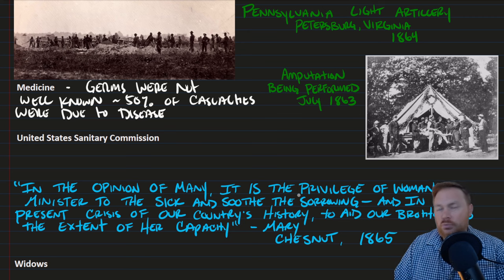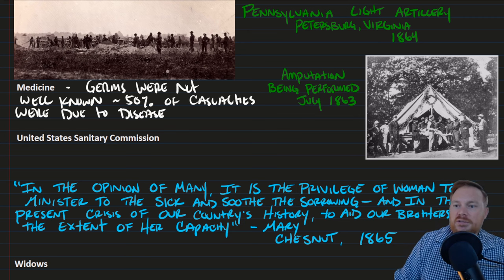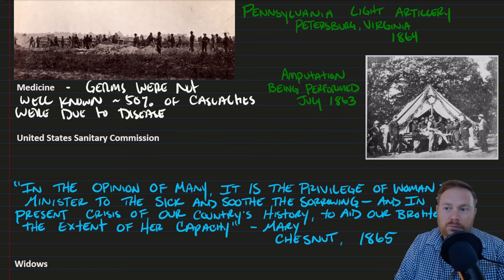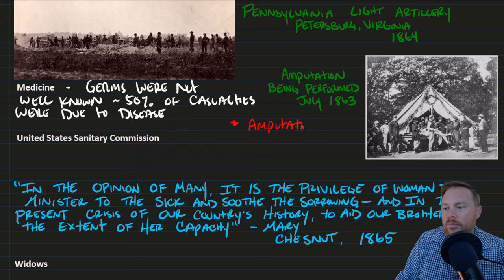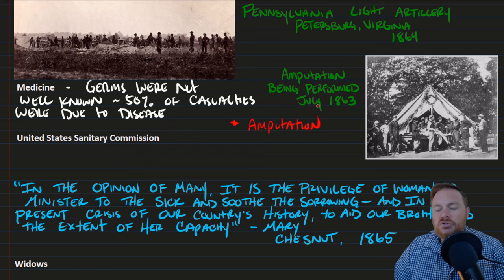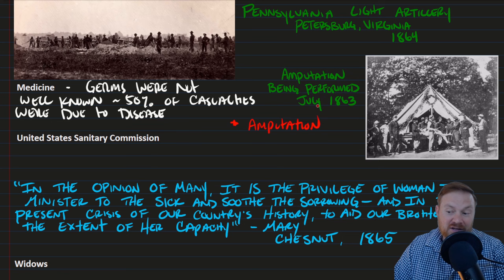Because the germs weren't understood very well at the time, what it meant was that if you had a gunshot wound, there was really only one prescription. That was the only way they knew for sure that a gunshot wound would not kill you, and that was amputation. And it was very common for soldiers to have their limbs amputated if they got shot.